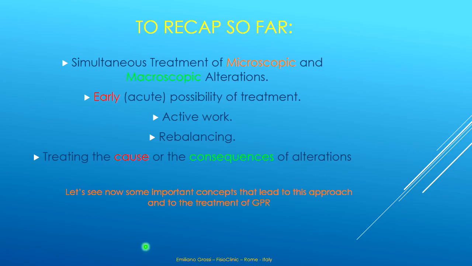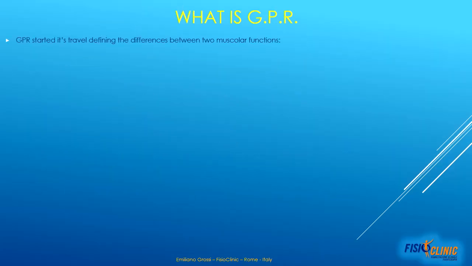So to recap so far, we point to a simultaneous treatment of microscopic and macroscopic postural alterations. To treat cause and consequences, if they are related, we have to treat them together and simultaneously. We also have an instrument that I'll describe later on that gives us the possibility to treat acute problems. We always aim at an active work to rebalance structure. So let's see now some important concepts that lead to this approach and to the treatment of the RPG method.